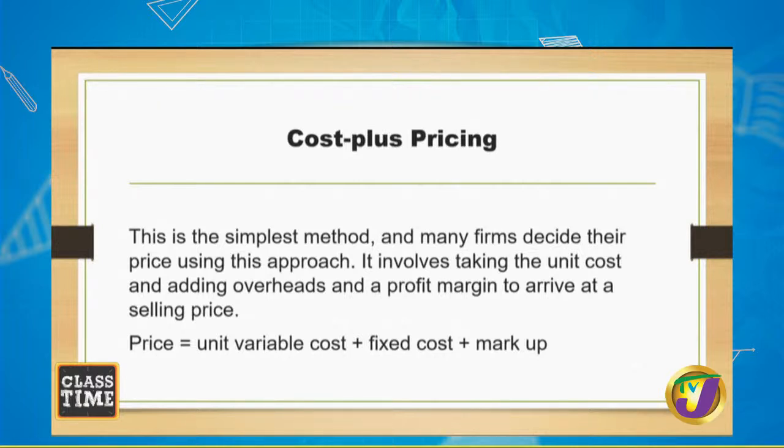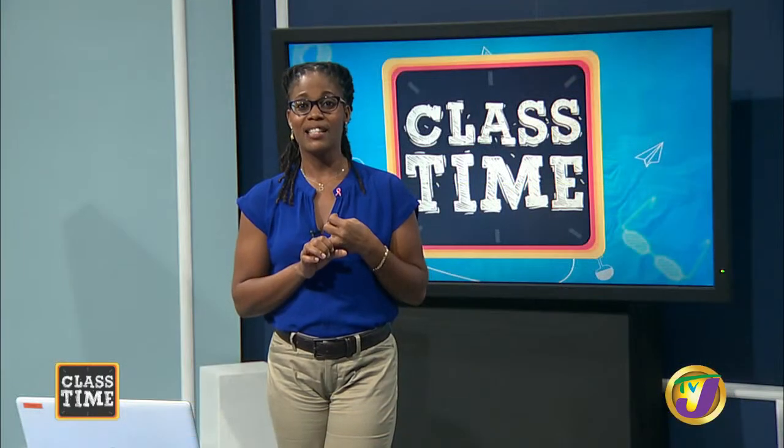Now your fixed costs are those that do not change over a long period of time. So for example, your labor costs, the wages that you pay to your workers. Fixed costs can also be seen as costs that you incur whether or not goods are sold. So whether or not production was good for this month, you still have to pay your workers, you still have to pay your taxes, you still have to pay your rent. Those are fixed costs. So you add unit variable costs to fixed costs, and then that 30% markup that we spoke of earlier to arrive at your final price.